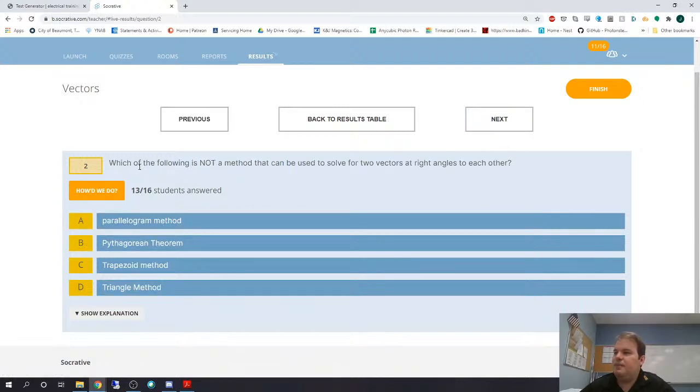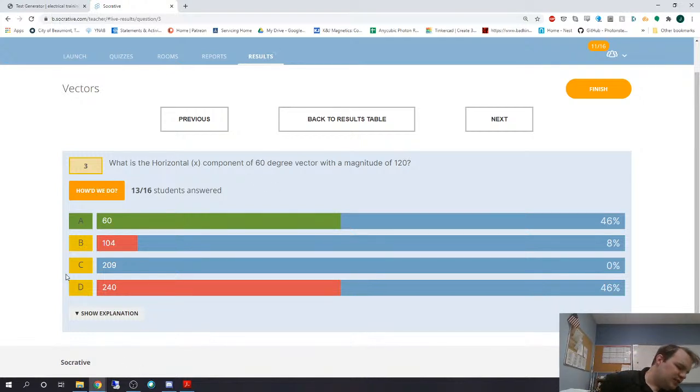Which of the following is not a method that can be used to solve for 2 vectors at right angles to each other? The trapezoid method, not a thing. All right. What is the horizontal component of a 60-degree vector with a magnitude of 120? Okay, so I need to explain this. Give me 1 second to hook this up.